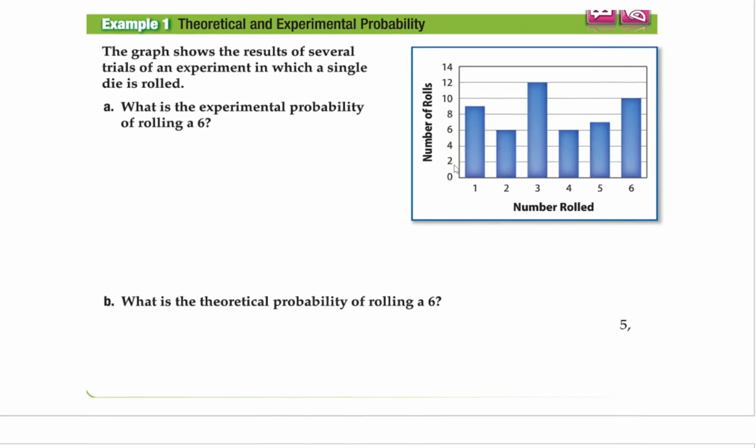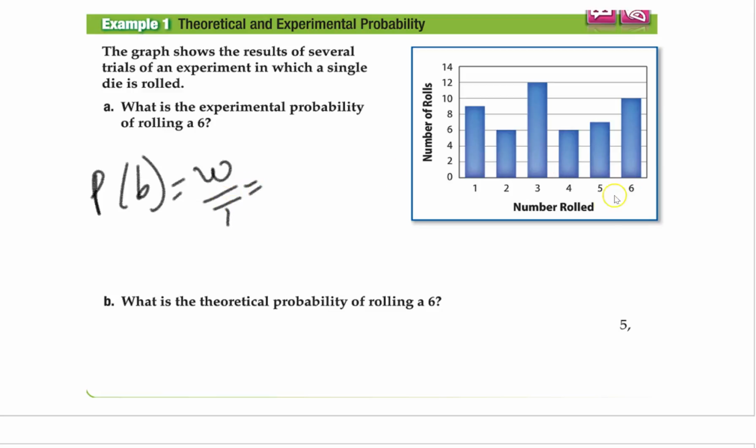So let's look at this example here. The graph shows the results of several trials of an experiment in which a single die is rolled. So they rolled a die lots of times. What is the experimental probability of rolling a 6? So based on this experiment here, rolling a 6, right? Probability of getting a 6, 1 over total.